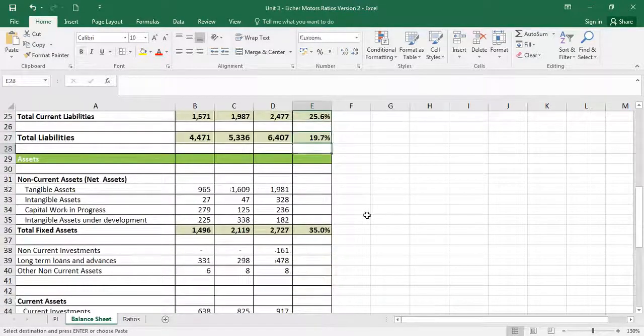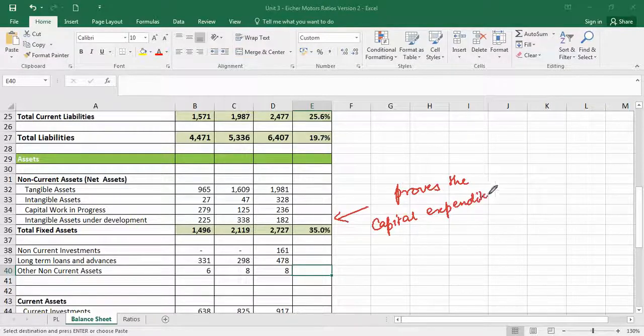So CAGR on both assets and liabilities total is going to be the same, but we had seen the depreciation numbers growing faster, and that had led us to believe that there is some capex. This proves the capital expenditure. The company has increased its capacity, right? So that's what we are looking at. Essentially, that's the important part that we have seen from the CAGR analysis.